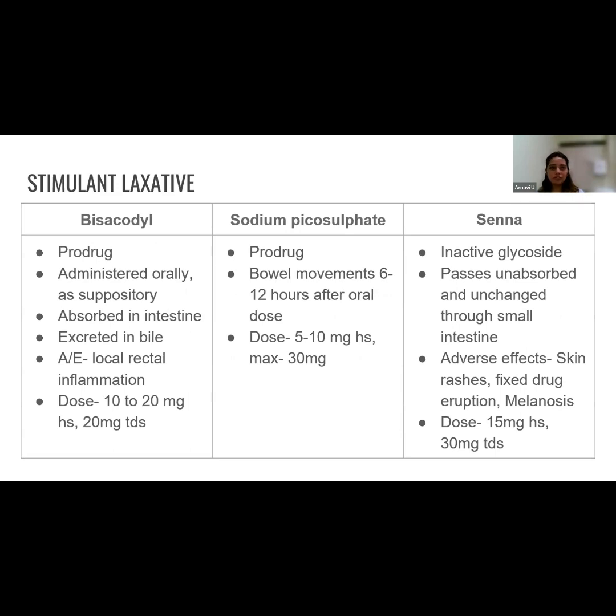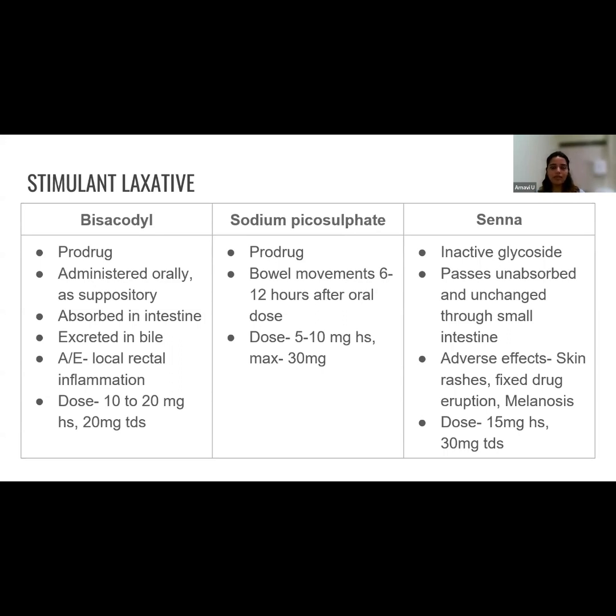So coming to the individual agents, we have bisacodyl, which is a prodrug. It can either be administered orally or as a suppository, as all of us know. It is absorbed in the intestine and excreted in the bile. The adverse effect is that it can lead to local rectal inflammation. The dosage is 10 to 20 milligram at night time, or it can also be 20 milligram thrice a day.